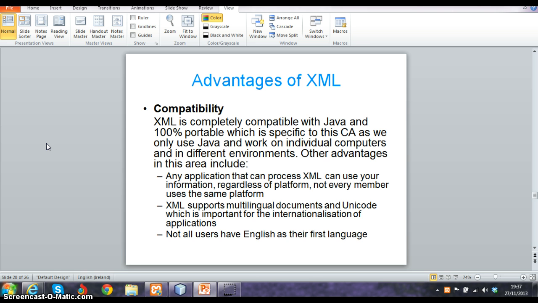Other advantages included that you can use your information regardless of the platform. Not everybody uses the same kind of platform or operating system, and it is not a problem for XML. It also supports multilingual documents, and this is key because not everybody in the group has English as their first language, so our tags were developed so that everybody could understand.